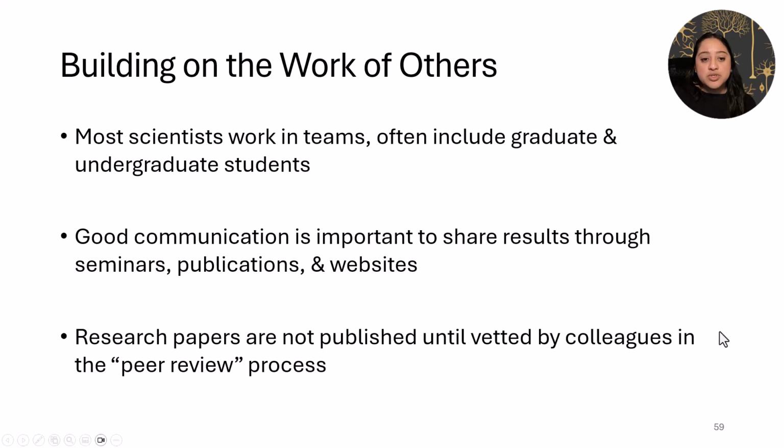And so when you publish data in scientific journals, these research papers are not published until they're vetted by colleagues in what's called the peer review process. If you take a class, you might have done peer review, but it's not like that, where it's just like, oh, I suggest a period here, or oh, great job. In science, the peer review process is very rigorous. They won't just look at grammar and stuff like that.